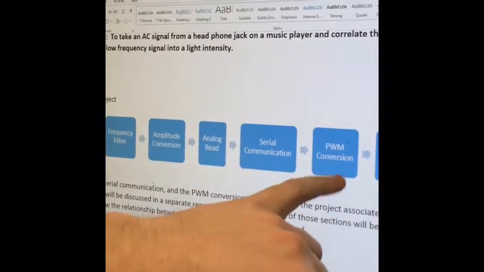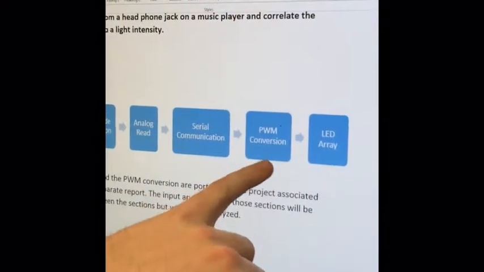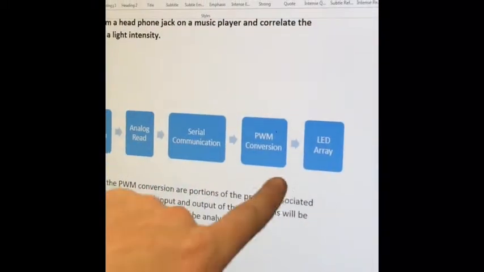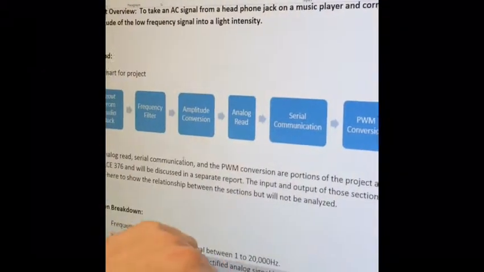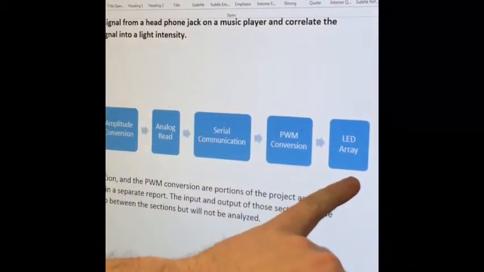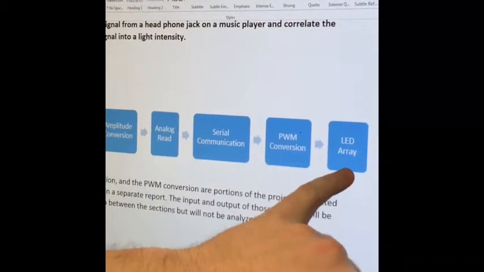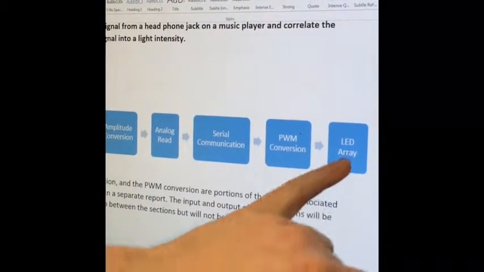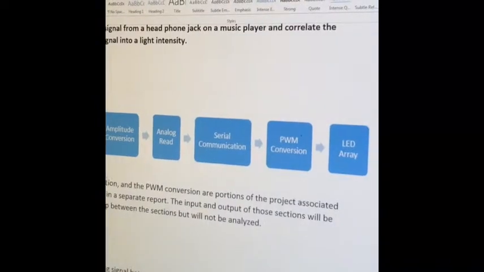And then we're going to communicate to another PIC and do a PWM conversion based on the analog read. So we're going to relate the voltage we read to a duty cycle. And then this portion here at the end is actually driving the LED array for a light intensity, and that's going to be controlled by the duty cycle of the PWM.